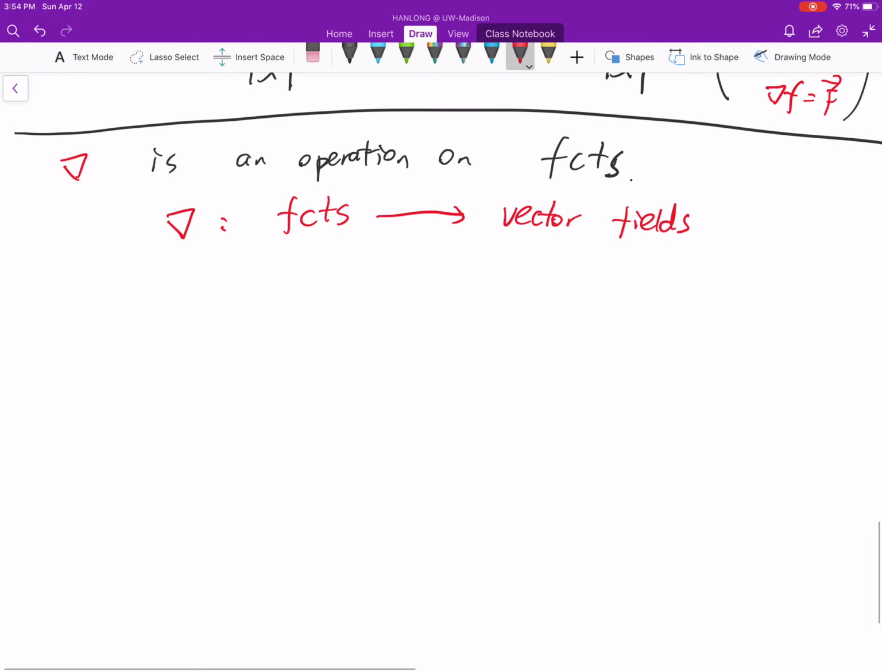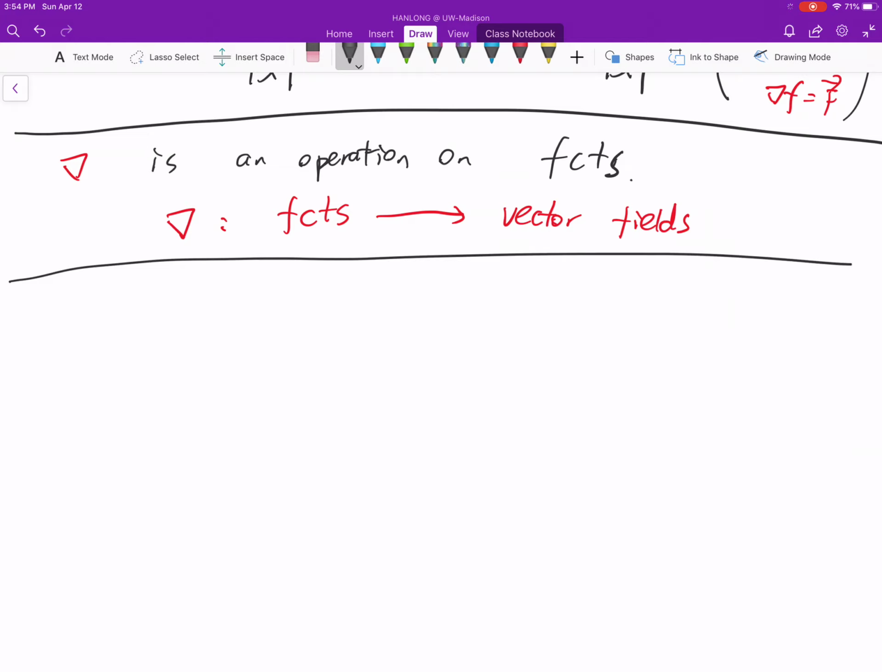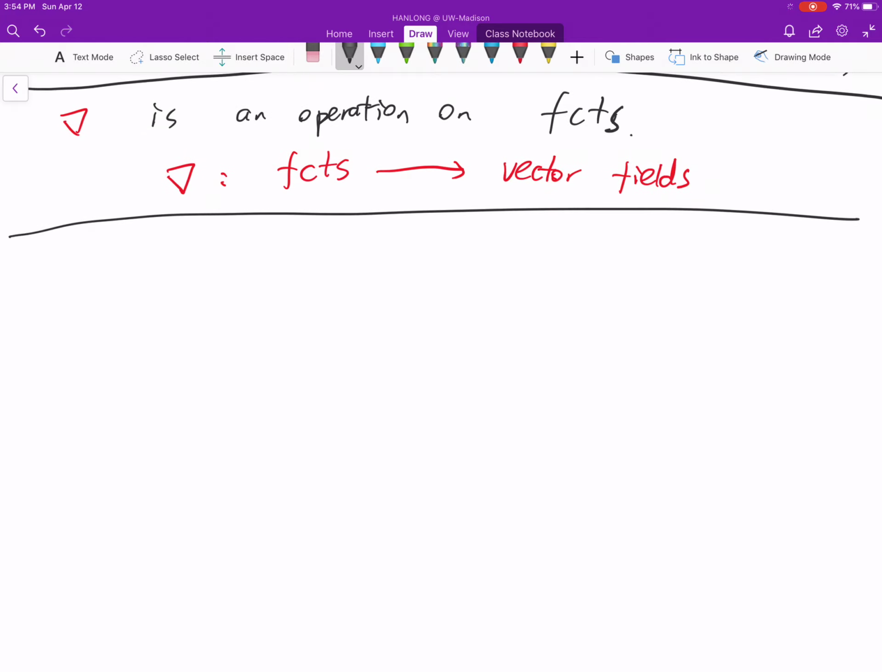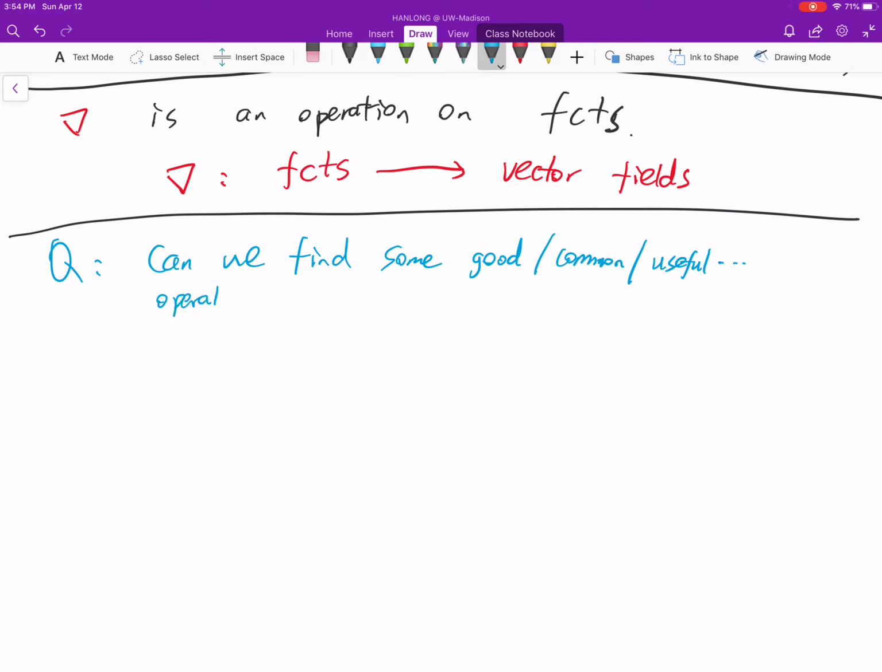Okay. Next, we want to introduce something. So the question, probably first: can we find some good or common or useful operations on vector fields?